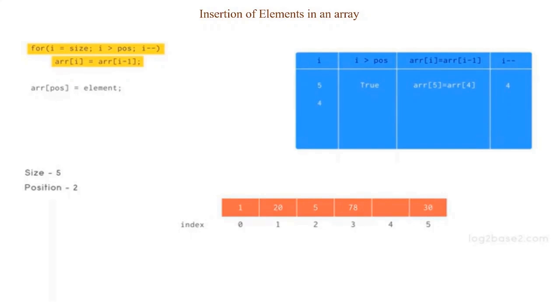Now decrementing, i becomes 4. It checks whether 4 is greater than 2. The condition is true. So array of 3, that is 78, is moved to index 4. Now decrementing, i becomes 3. It checks whether 3 is greater than 2. The condition is true. So array of 2, that is 5, is moved to index 3. Now decrementing, i becomes 2. It checks whether 2 is greater than 2. The condition is false. So control comes out of the for loop and executes the statement array of pos is equal to element, and stores the element 100 at index 2.